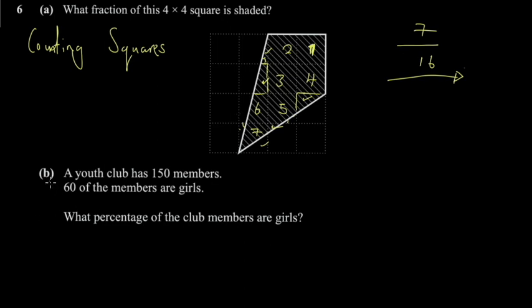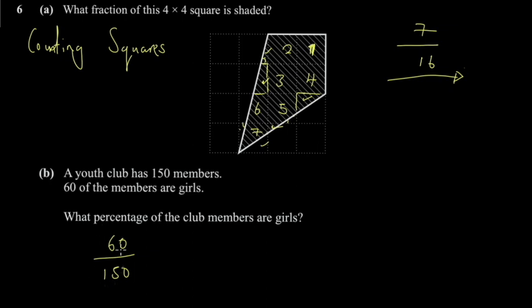Let's see the next part. The next part says a youth club has 150 members. 60 of the members are girls. What percentage of the club members are girls? What percentage? You have to find the number of girls first. Number of girls over the total number. So the number of girls would be 60 over the total number of 150.